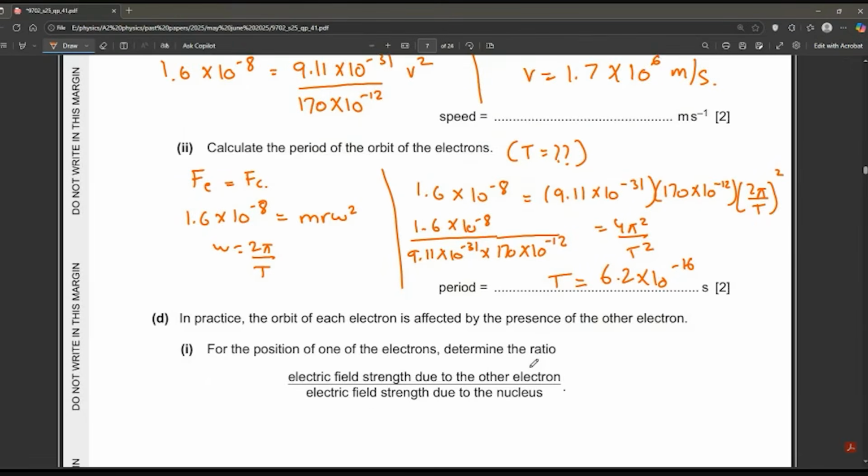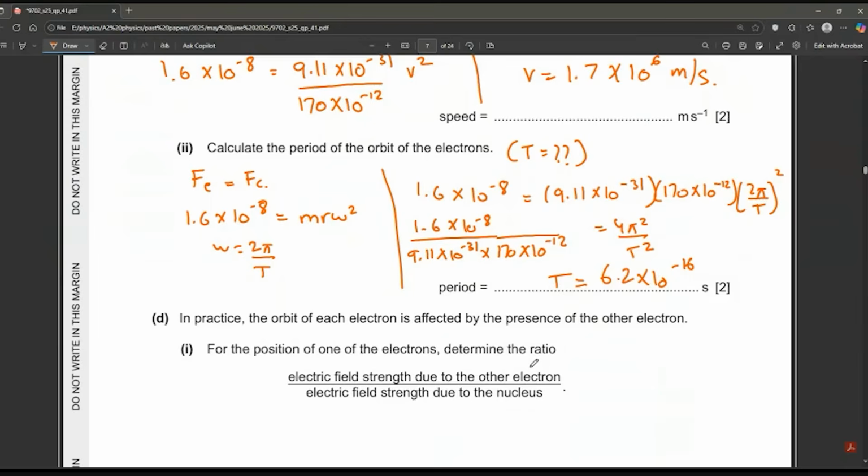Let's further move ahead. In practice, the orbit of each electron is affected by the presence of other electrons. For the position of one of the electrons, determine the electric field strength due to the other electron divided by the electric field strength due to the nucleus.